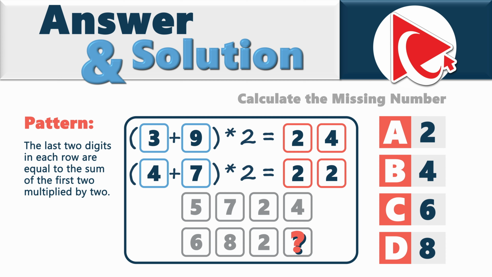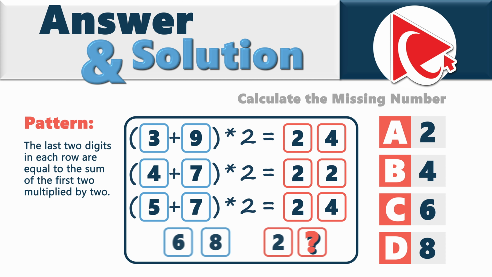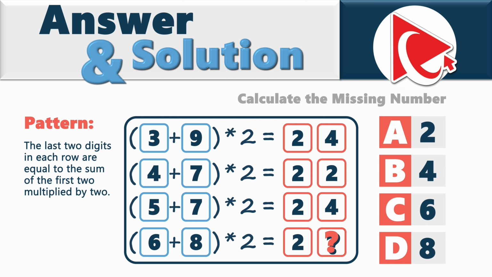4 plus 7 multiplied by 2 equals 11 multiplied by 2 and equals 22. 5 plus 7 multiplied by 2 equals 24. And then the last row where we calculate the missing number, where 6 plus 8 multiplied by 2 equals 28. So the correct answer here is choice D, 8.